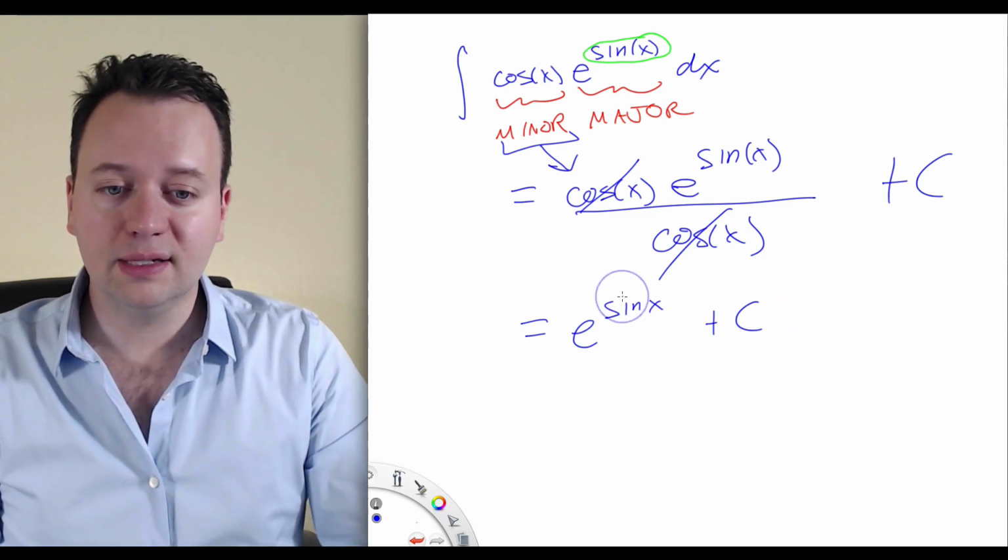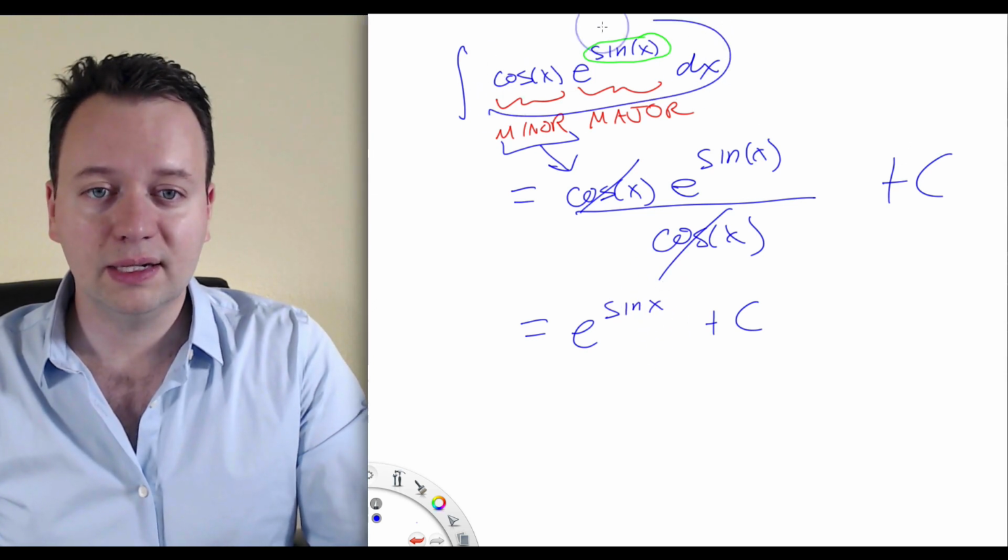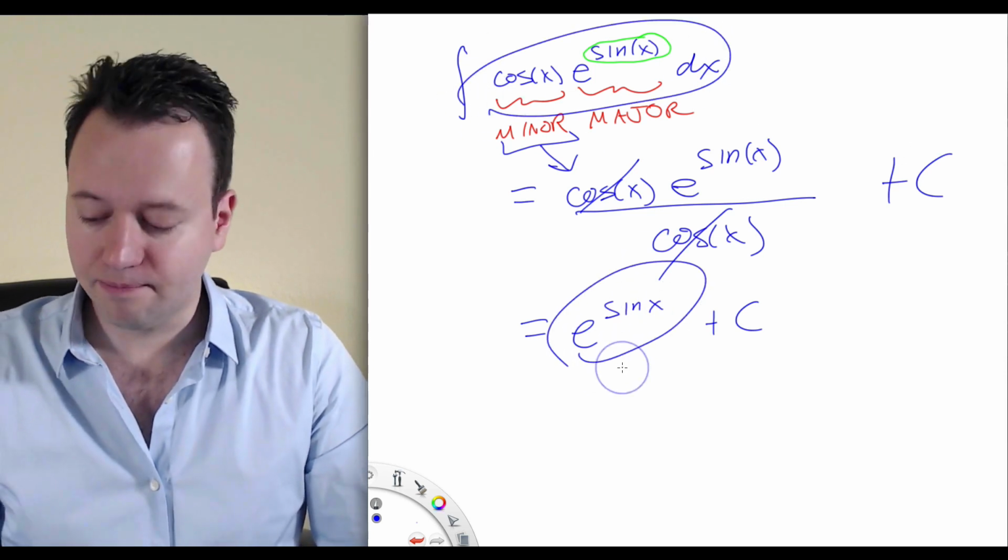The derivative of e to the sine of x is e to the sine of x times the derivative of a sine, which is cosine. So this is exactly the derivative of this one.